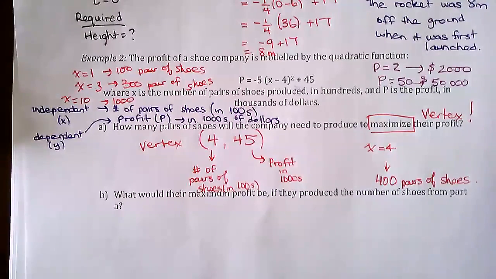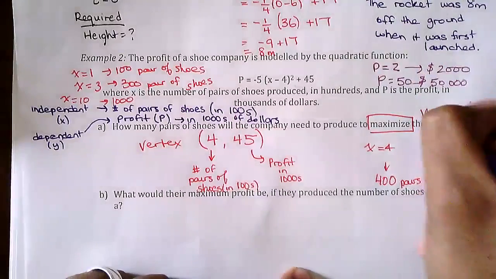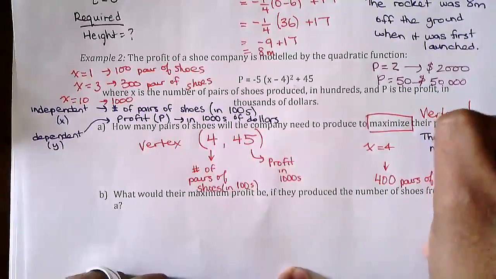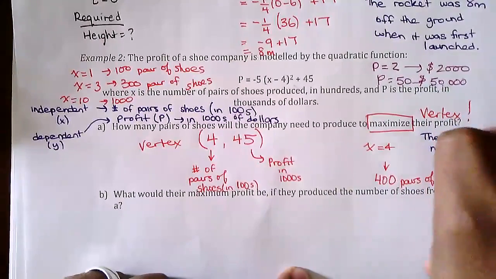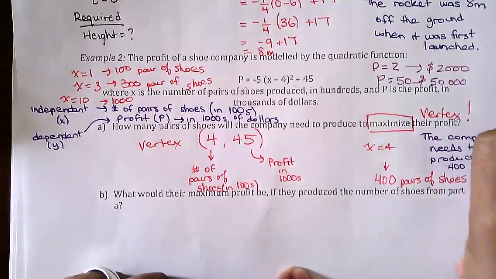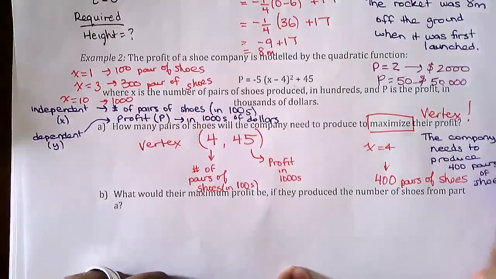Again, don't forget to write the sentence. So the company needs to produce 400 pairs of shoes to maximize their profit.